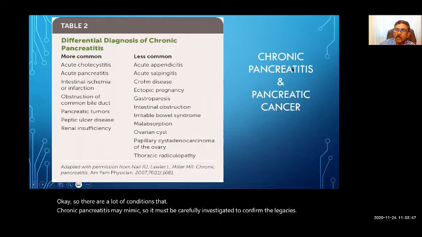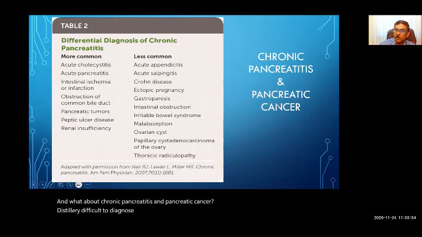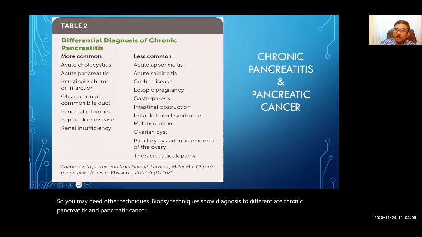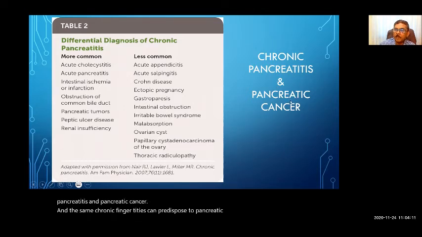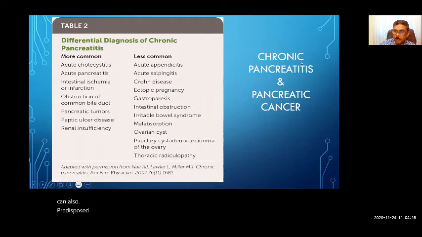And a word about chronic pancreatitis and pancreatic cancer. It is very difficult to differentiate between those two clinically. So you may need other techniques, biopsy techniques, tissue diagnosis to differentiate chronic pancreatitis and pancreatic cancer. To understand, chronic pancreatitis can predispose to pancreatic cancer, and pancreatic cancer can also predispose to development of chronic pancreatitis by causing chronic obstruction of the pancreatic ducts.